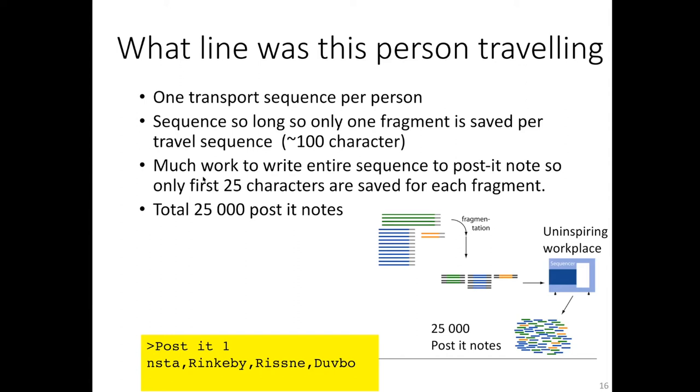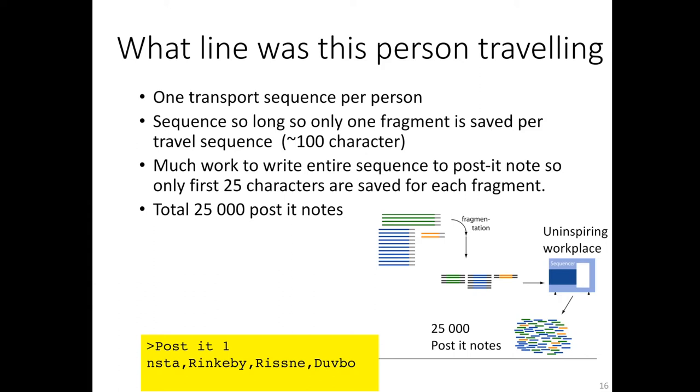If you want to look at how this is done, this is basically the information of the travel, and then it's being fragmented, so we only get 100 characters. Then you get to this uninspiring workplace where they are writing down the first 25 characters of that one, and then it delivers these 25,000 post-it notes per day for you to work with. This is one example of a post-it note. It says Nsta, comma, Rinkeby, comma, Risne, comma, Dubo.